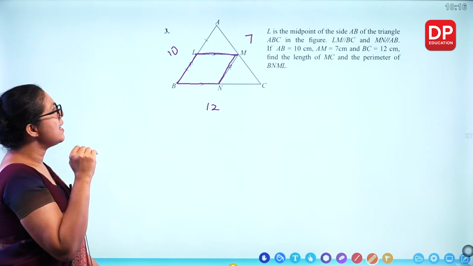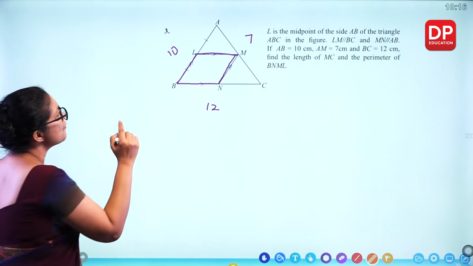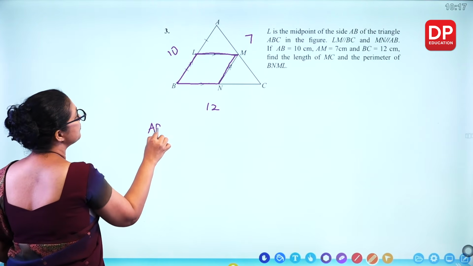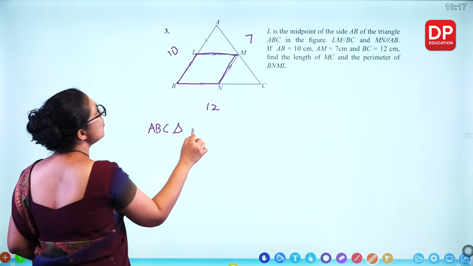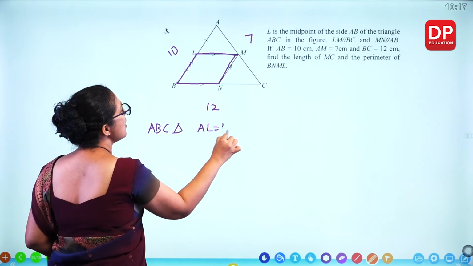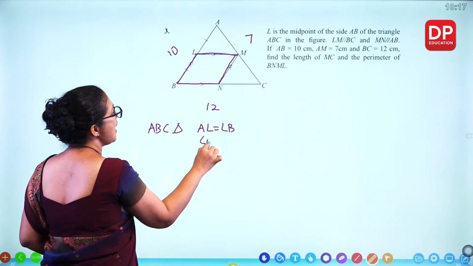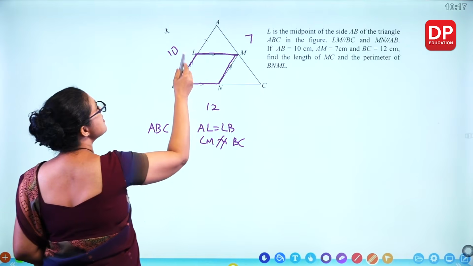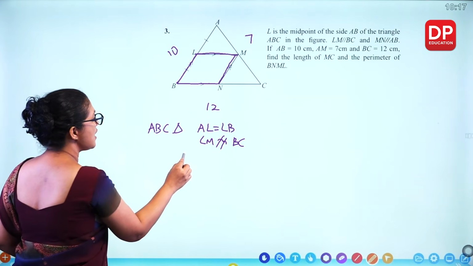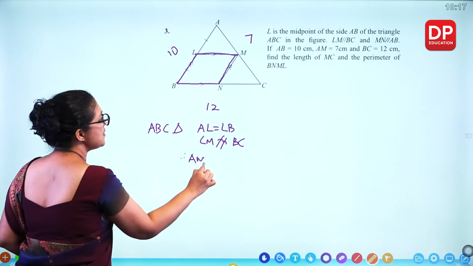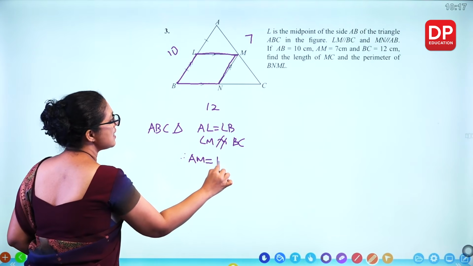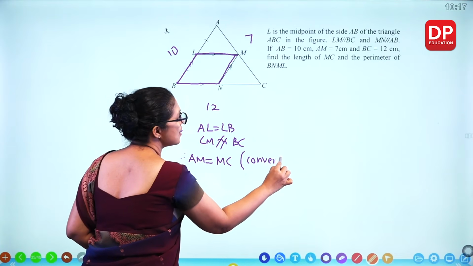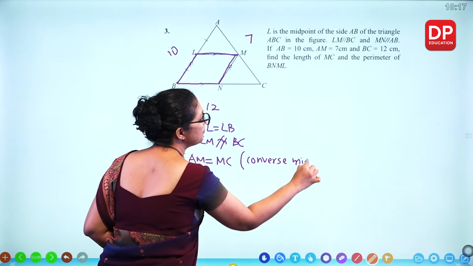Quadrilateral BNML. What's the first thing? Now, when you take triangle ABC, we know AL is equal to LB and LM is parallel to BC. Parallel, and this is the midpoint. So, what can you say about AM and MC? AM equals MC according to the Converse midpoint theorem.